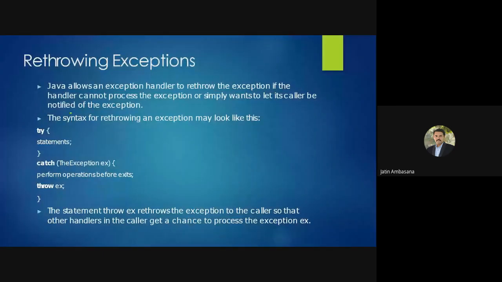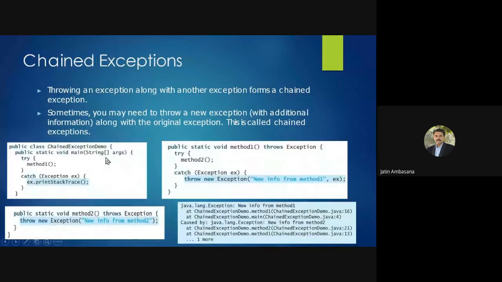Now, if you go ahead, then also you can see that there is something called chained exceptions, right? Throwing an exception along with another exception forms a chained exception. Guys, you may need to throw a new exception with additional information along with the original exception. This is called a chained exception. So how do you do it? Check this out.